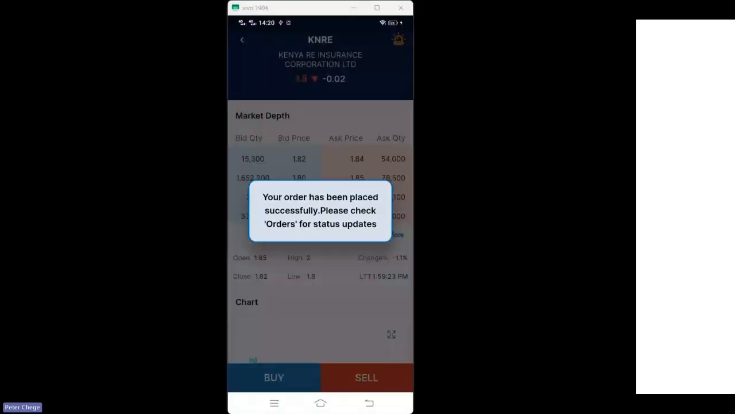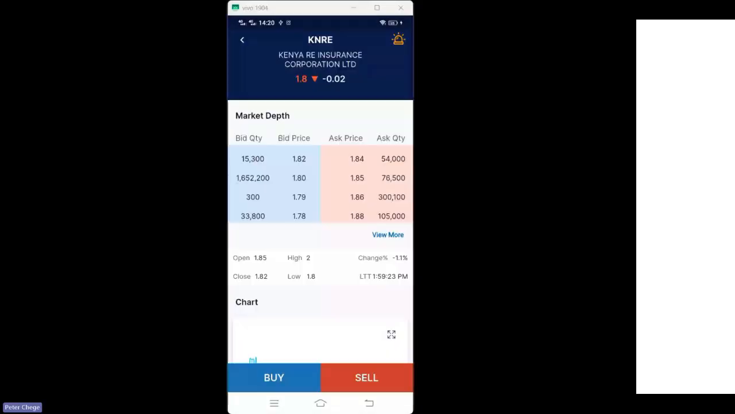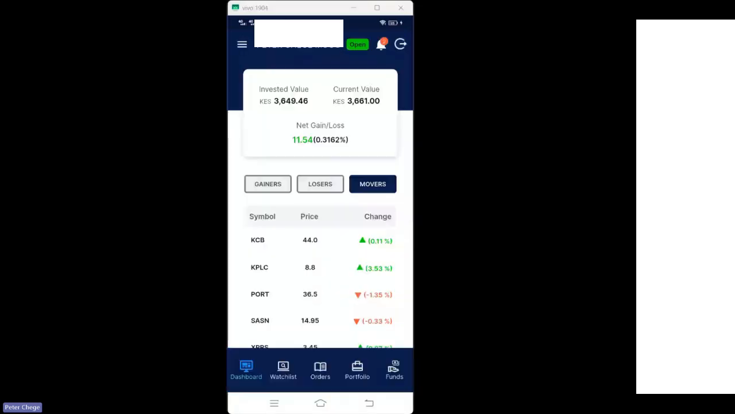Is it there in the NSE? 100 shares. As you can see, we have 54,000. So let's go back. We go to notification. That's where the notification comes in. You can see a 2 there on the top. Since I'm logged in on the app, I will not get push notification.